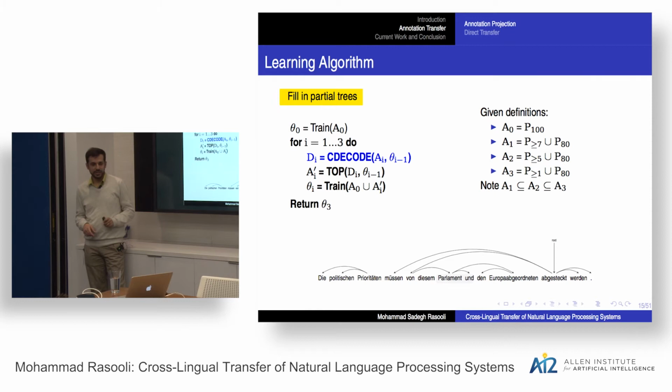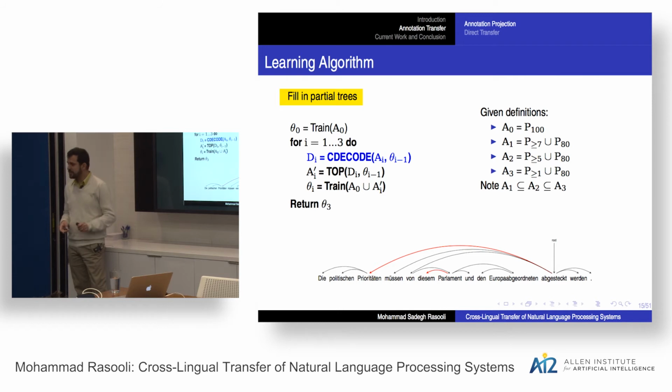The C decode function is that when we have a trained model and we have a partial tree, we use a trained model to fill in the missing dependency of the partial tree. So here we don't really manipulate the projections. We rely on the projections, but we fill in the partial trees.